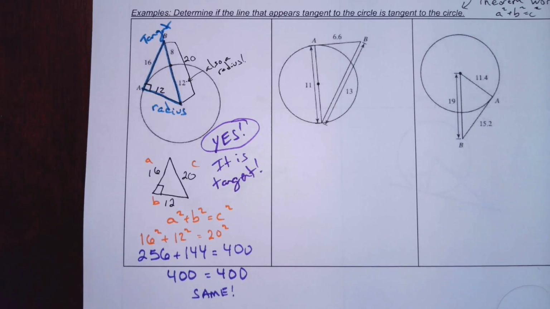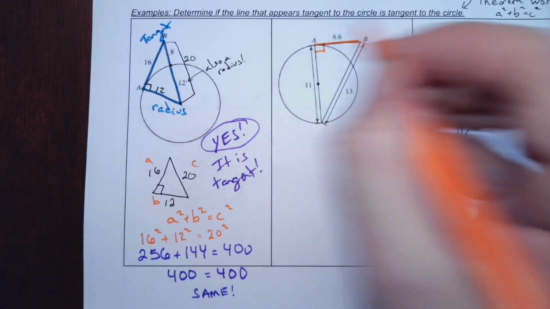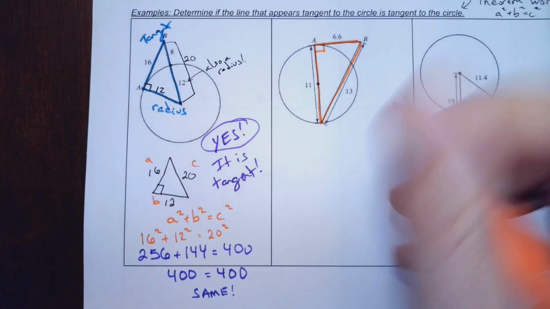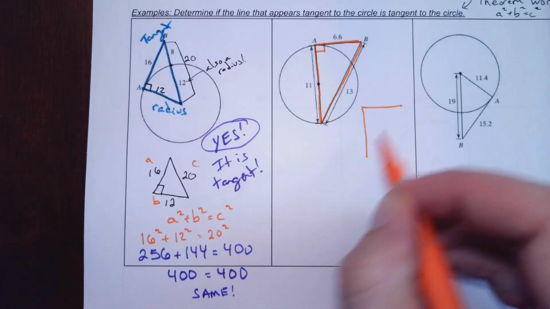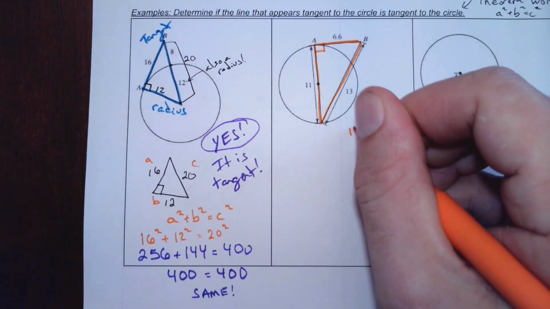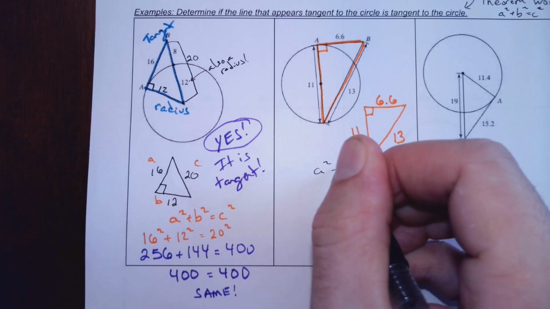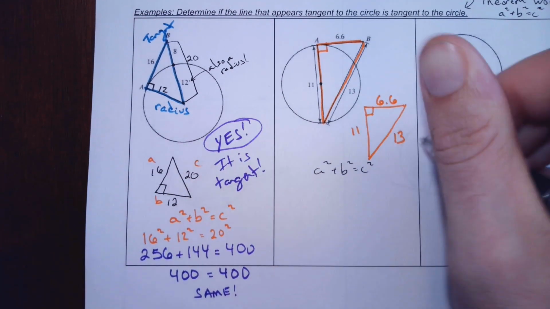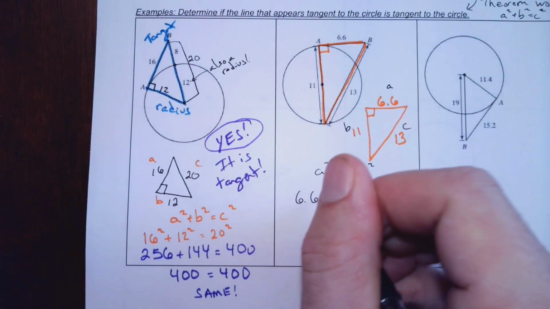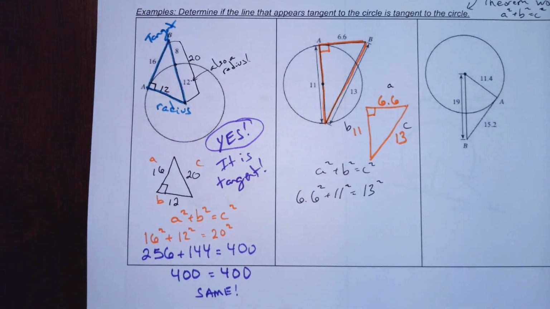So the next one, not quite as much going on here. So AB, this is my tangent line. So that means that this is a right angle. And there's our triangle that we have. So if we think about our triangle, you got 6.6, you got 11, you got 13. So thinking about Pythagorean theorem, this would have to be C, the hypotenuse. We can let this be A, and this can be B. So we have 6.6 squared plus 11 squared is equal to 13 squared.